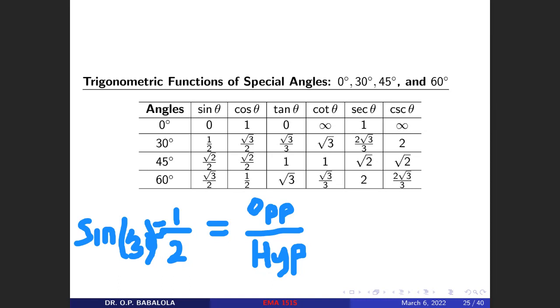And if you're given the sides, you just need to find the angle. Let's say, for example, you don't know what theta is, and you have the opposite and hypotenuse given as 1 and 2, then you can easily use this table of special angles to know that your angle theta will be equal to 30 degrees. That is actually the usefulness of this table. Okay.